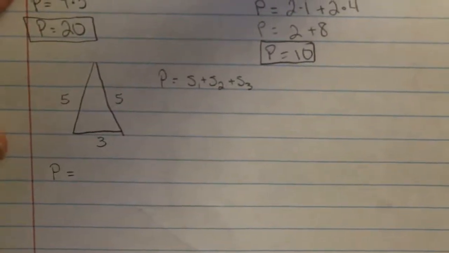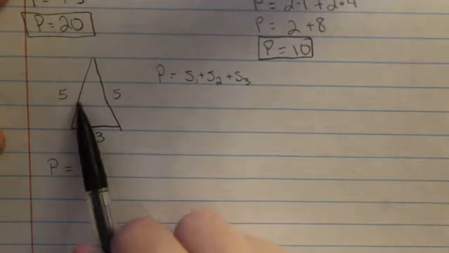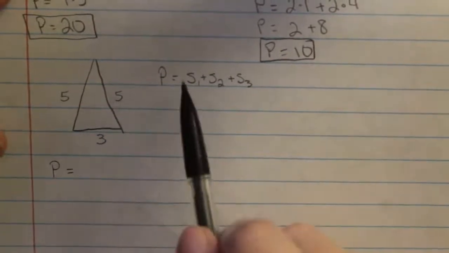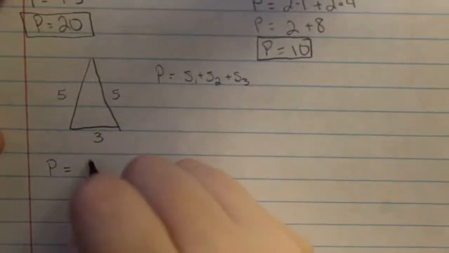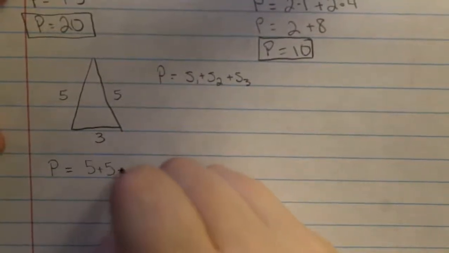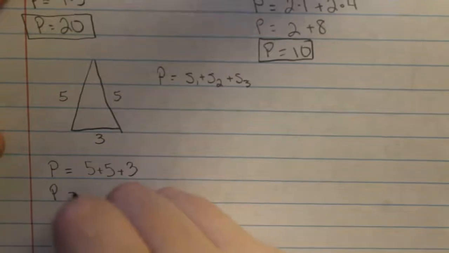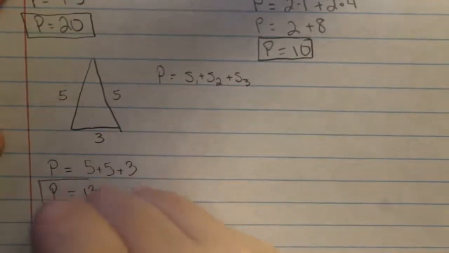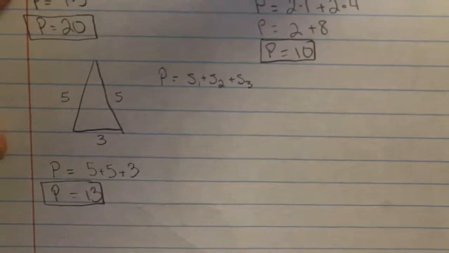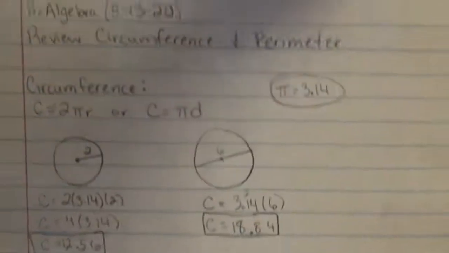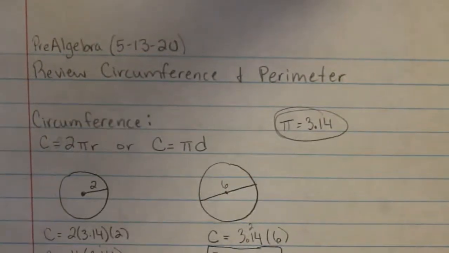So here I made an isosceles triangle because it has 2 congruent sides. So my perimeter is going to be just side 1 plus side 2 plus side 3. So let's do 5 plus 5 plus 3 with my perimeter equaling 13 units. Again, not squared units, just units. So this should be a very quick, very brief, possibly less than 5-minute video over circumference and perimeter.